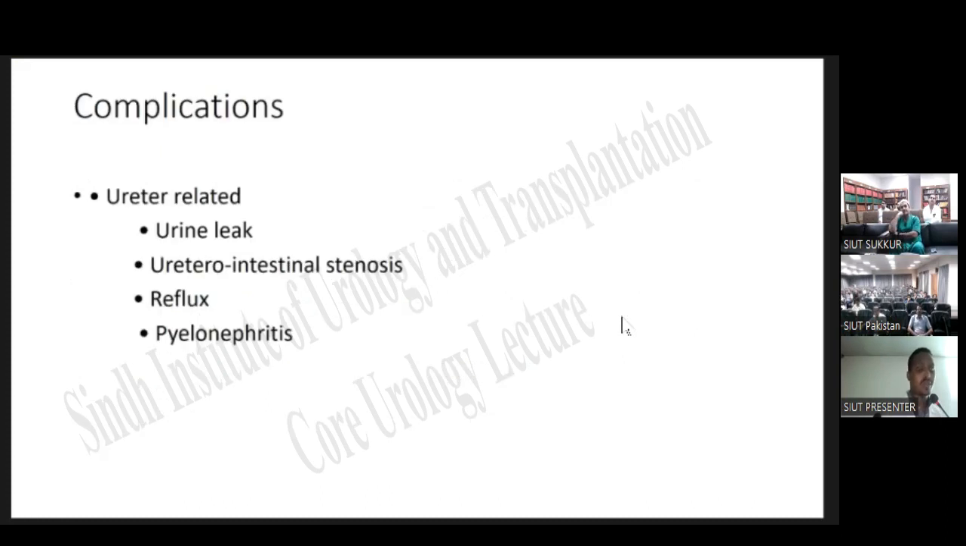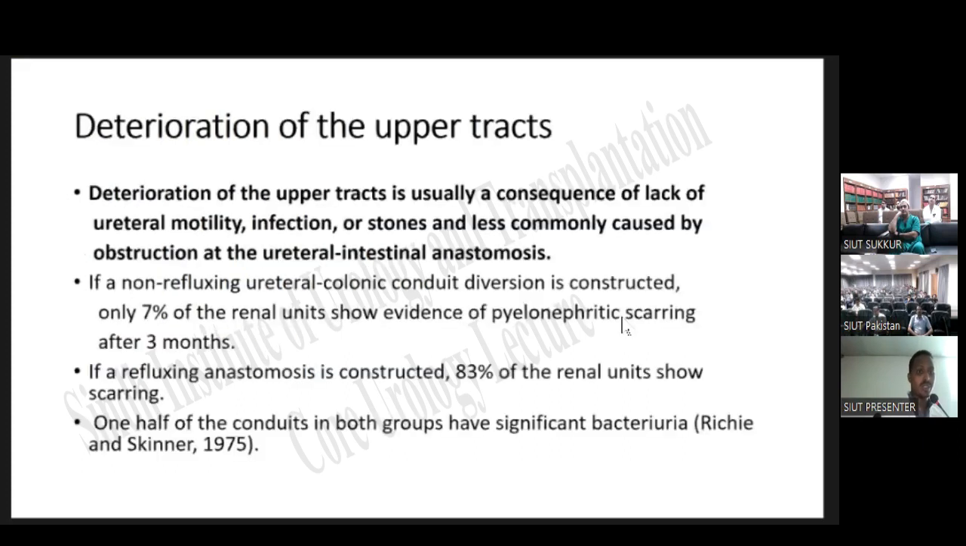And pyelonephritis also, which is another issue, we should address for the patient who has a ureterostomy. The deterioration of the upper tract is usually a consequence of lack of ureter mobility, infection, stenosis, and less commonly caused by obstruction of the ureterointestinal anastomosis, which can cause upper urinary tract deterioration.